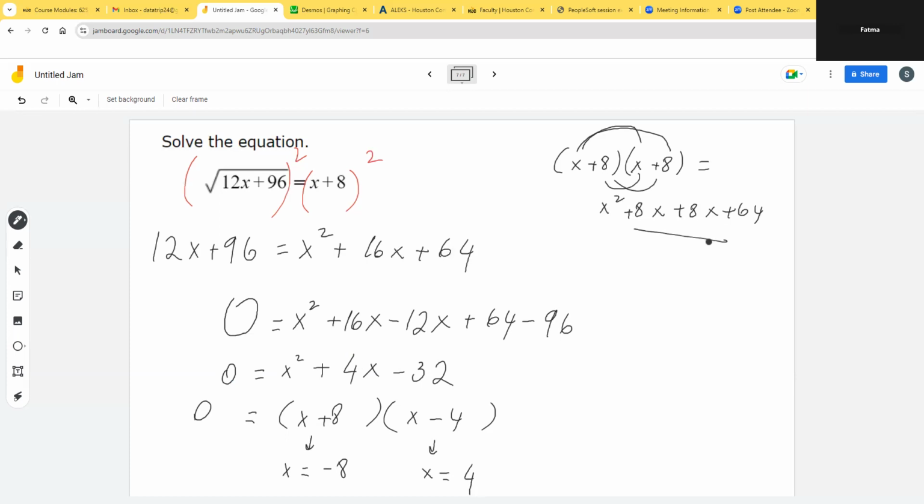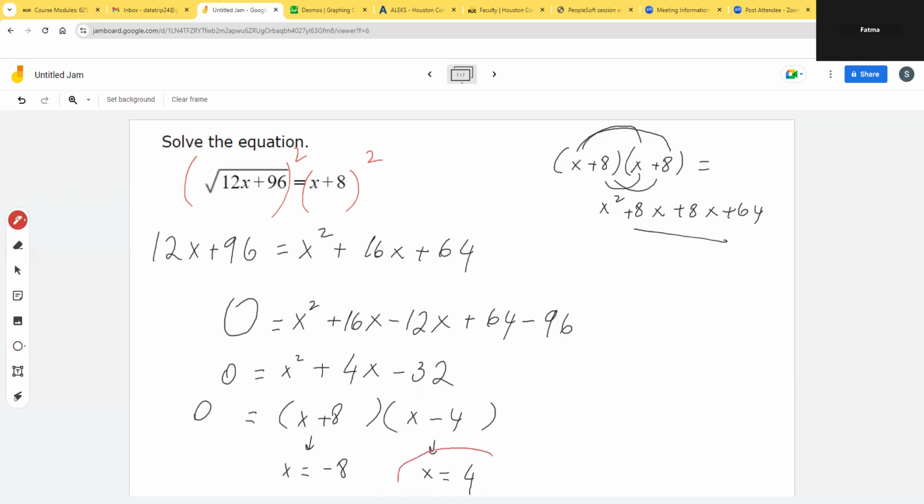Which one is easy to check? 4. Let's just quickly check the 4. 12 times 4 is 48. 48 plus 96. Is it 144? Yeah, 144. Square root of 144 is 12. And then when I put the 4 on the other side, 4 plus 8 is 12. Good job. So this one works.